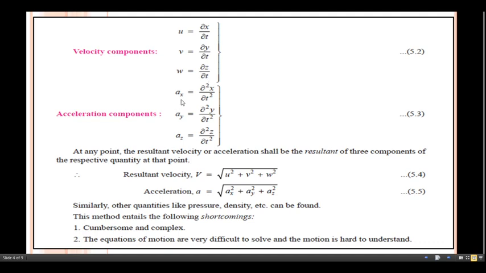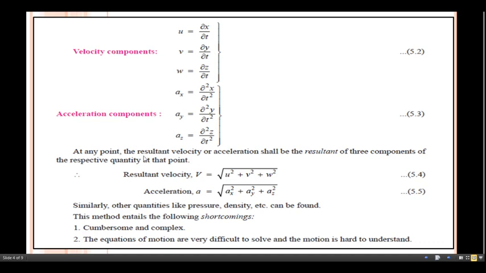What about the acceleration component along the x direction? ax is ∂²x/∂t². Similarly, ay, the acceleration component along the y direction, is ∂²y/∂t². Similarly, az, the acceleration component along the z direction, is ∂²z/∂t². So these terms we obtain by the second derivative.